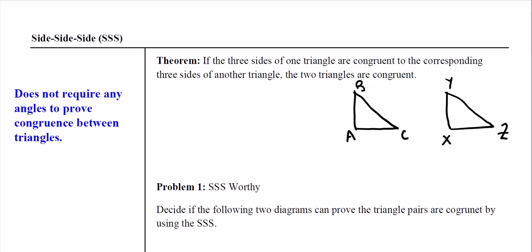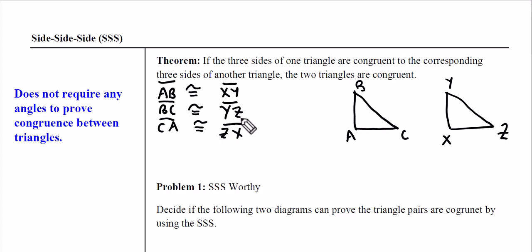We now introduce you to the side opportunity to prove triangle congruency. So if the three sides of one triangle are congruent to the corresponding three sides, so for example, AB corresponds to XY, BC corresponds to YZ, and CA corresponds to ZX. Notice that corresponding means that every one part corresponds to the other one.